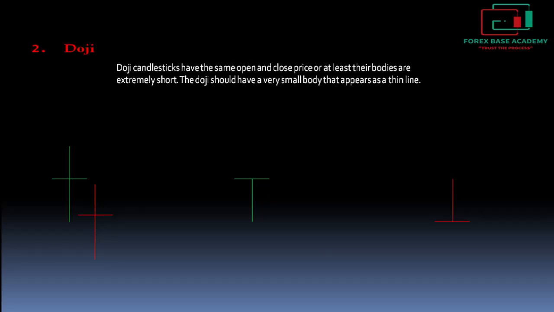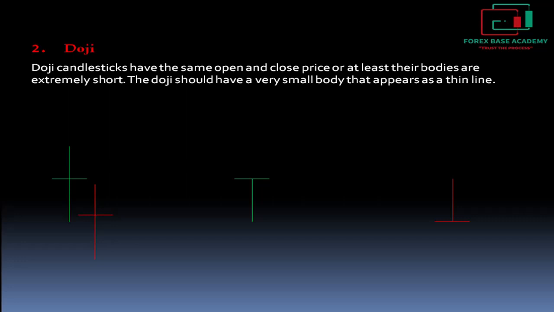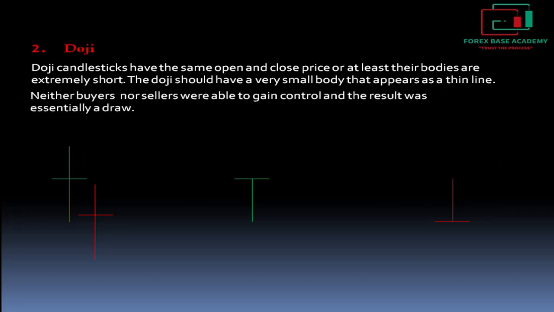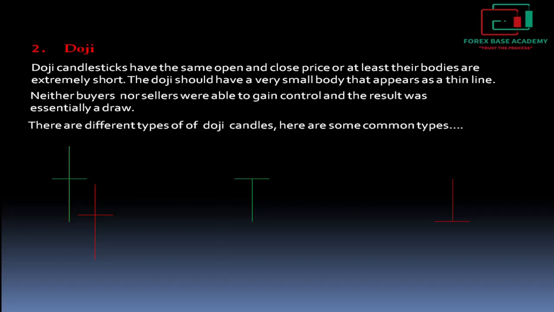Next, we have the doji. Doji candlesticks have the same open and close price, or at least their bodies are extremely short. The doji should have a very small body that appears as a thin line, as shown in the diagram. In simple terms, the doji happens when buyers and sellers are almost equal. In simple terms, no one controls the market at that particular time.